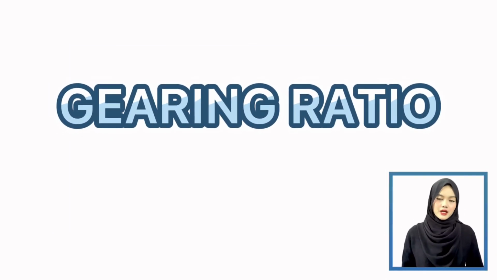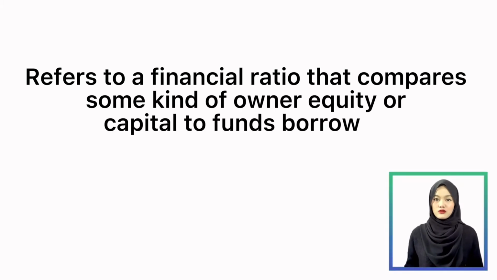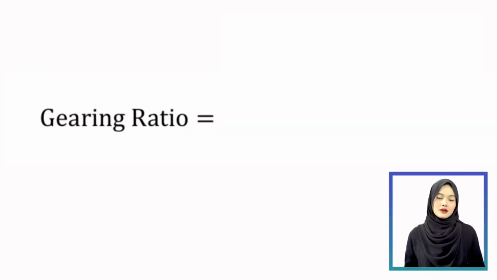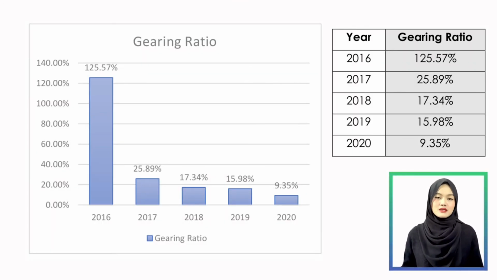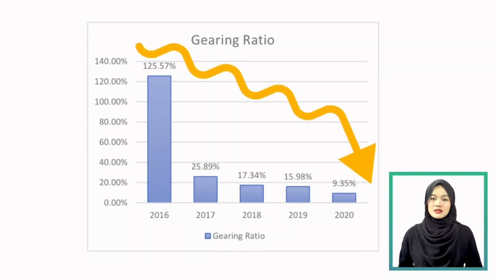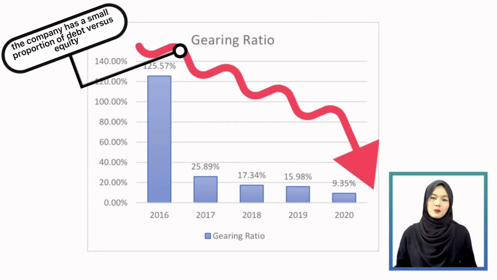Next is gearing ratio. A gearing ratio refers to a financial ratio that compares some kind of owner equity or capital to funds borrowed by the firm. To find the gearing ratio, total liability must be divided by shareholders' fund. Based on the graph and table shown, G3 Global Berhad has a good performance gearing ratio. It is because the gearing ratio kept decreasing from 2016 to 2020. A low gearing ratio means that the company has a small proportion of debt versus equity.